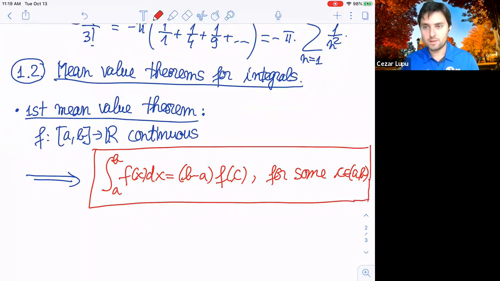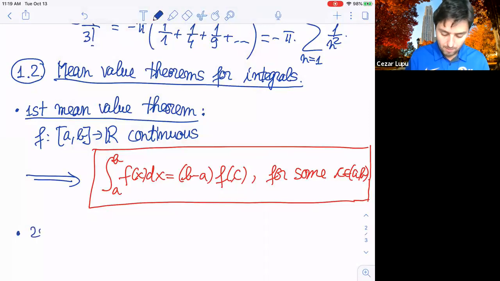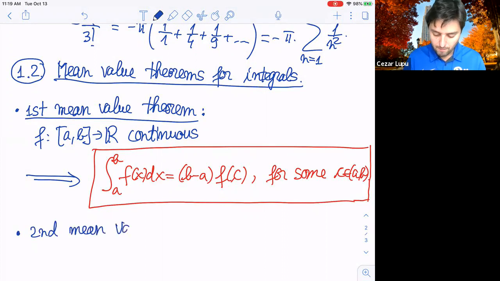And if you divide by b minus a, this is nothing else than the average value of f. This is the first mean value theorem. I think it's done even in a Calculus 1 course. But now the second mean value theorem states the following.